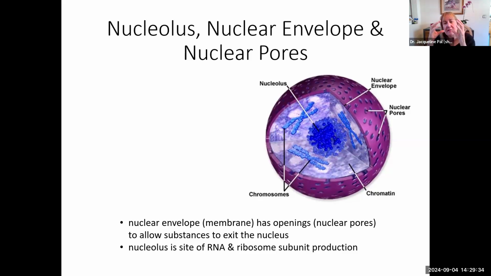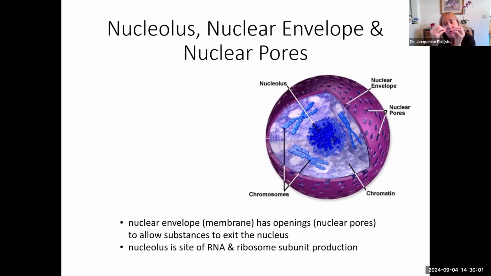DNA stays in the nucleus all the time, but DNA is going to be used to make RNA, because RNA, as you know, is single-stranded, and because it's single-stranded, it can exit through those little nuclear pores to go into the cytoplasm. The other thing that's made in the nucleolus are the subunits of a ribosome.